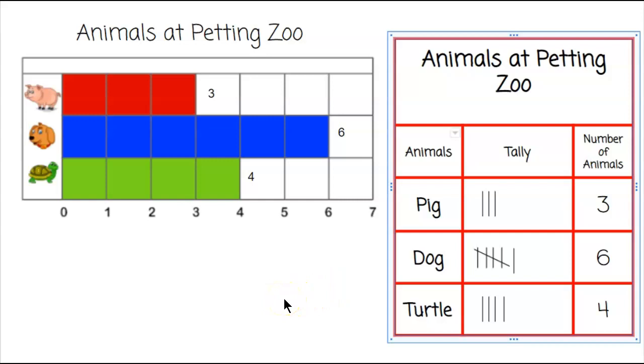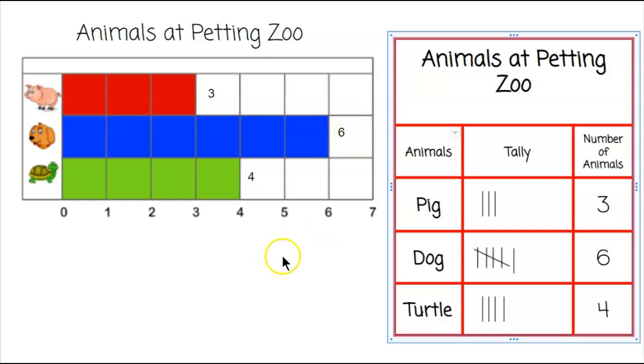Okay, here are some questions for you. Which pet at the petting zoo do they have the most of? I hope you were thinking the dog because the dog had the highest number on the bar graph, which is 6.